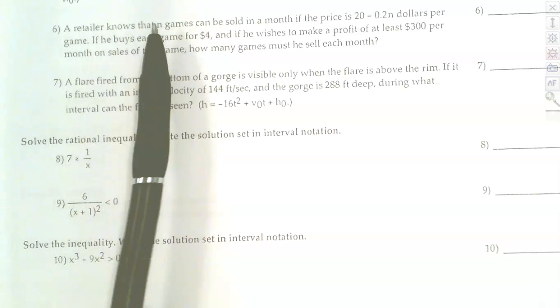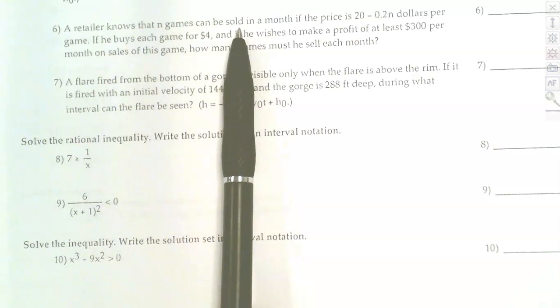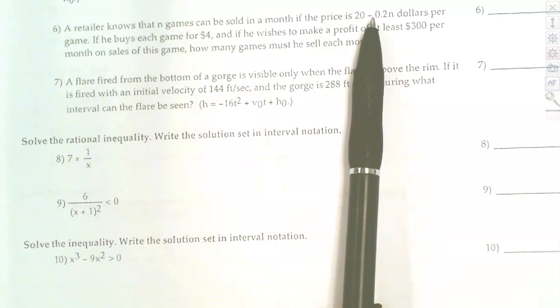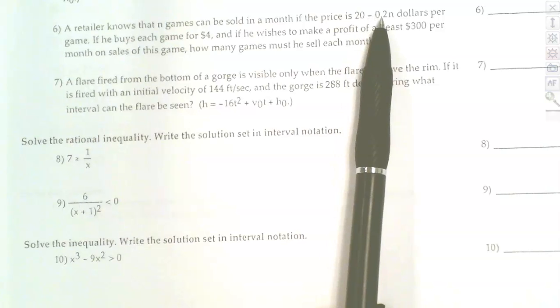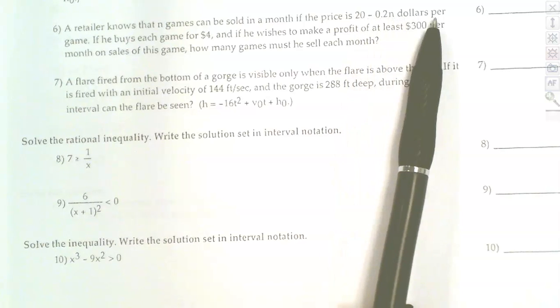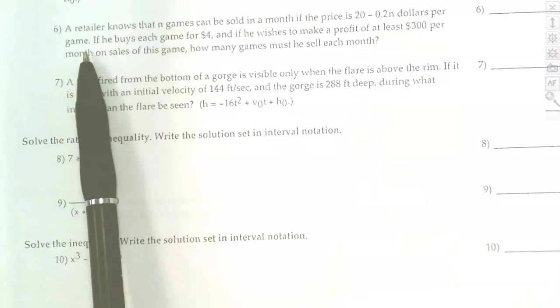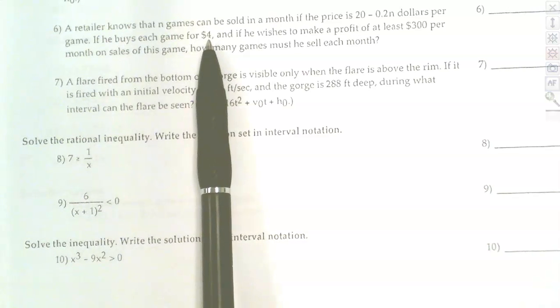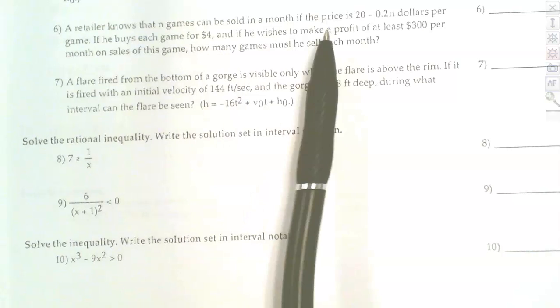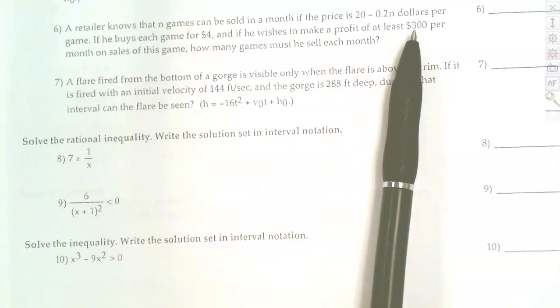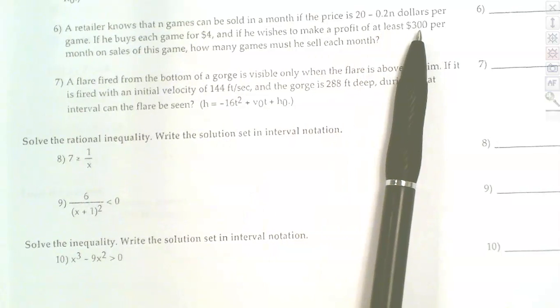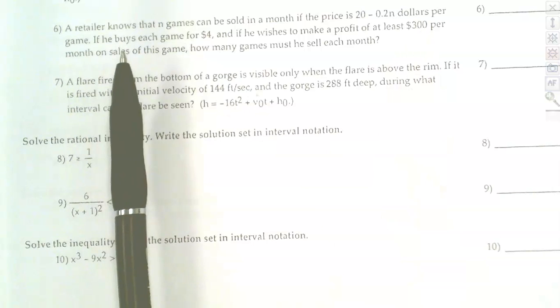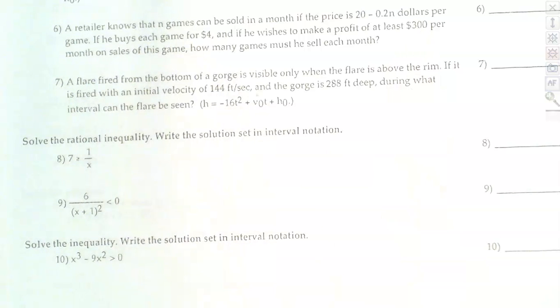A retailer knows that N games can be sold in a month if the price is 20 minus 0.2N dollars per game. If the retailer buys each game for $4 and he wants to make a profit of at least $300 per month on sales, how many games must he sell?